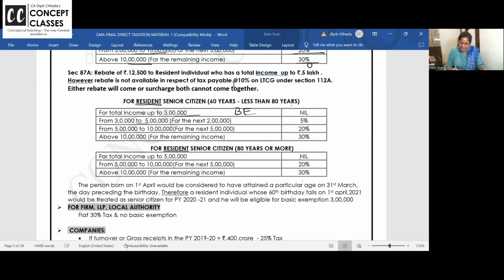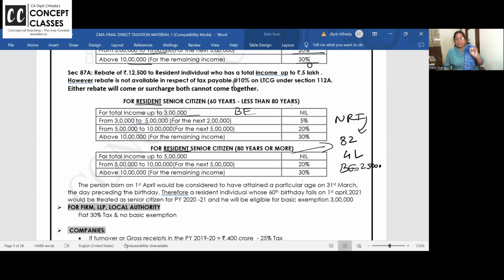I have highlighted the word resident because we are going to NRI taxation. Say one NRI person of 82 years is having 4 lakh income. Can we say, ma'am, 82 years, up to 5 lakh, no tax? Am I right? Answer is no. Non-resident, 82 years, what will be the basic exemption?